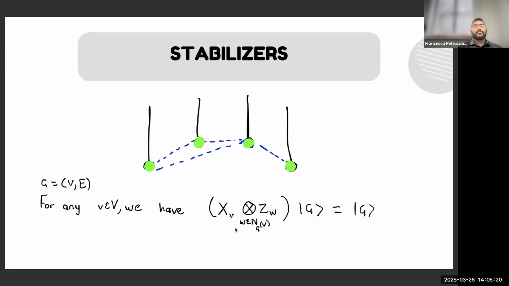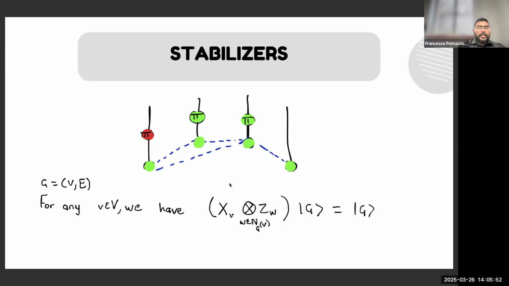But let's get an idea of why this is a stabilizer of the state. So applying the Pauli X operator to v, assuming v was the leftmost green vertex here, this red pi phase would be the Pauli X operator, and these two green vertices, the second and third vertices from the left, are its neighbors. So we need to apply the Pauli Z operator, which is given by these green pi phases.